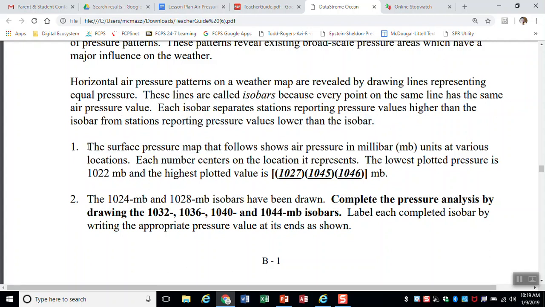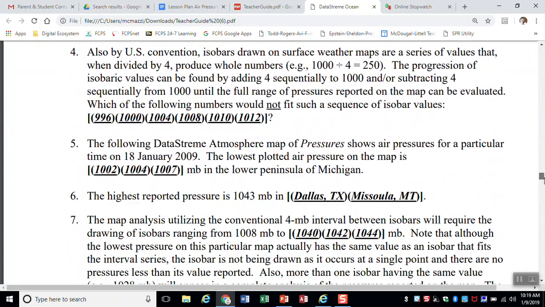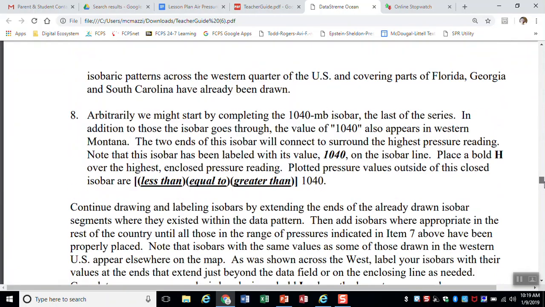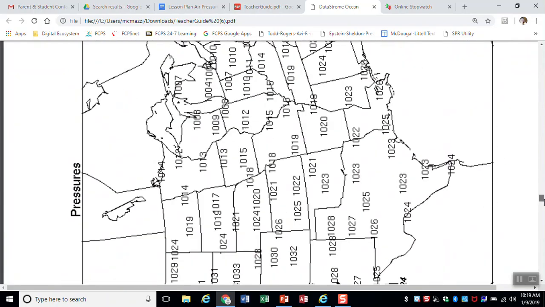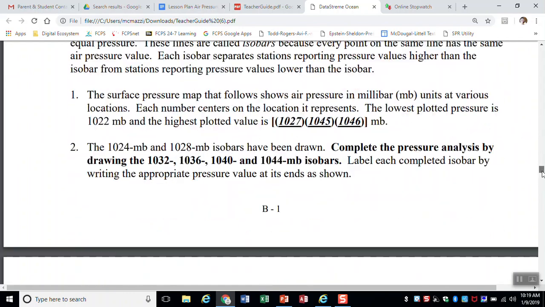There are a series of questions that you're going to be doing in this investigation. Questions 1, 2, 3, and 4 we're going to be using this map right here, the smaller map. Questions 5, 6, 7, and 8 we're going to be using this bigger map that's on your last page. All right, let's take a look at question number 1.